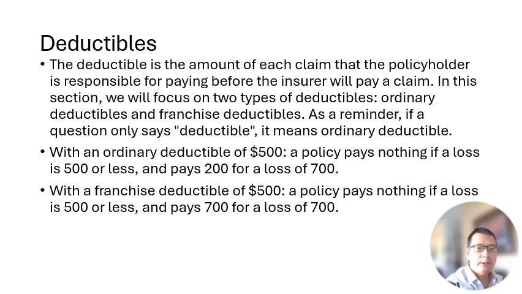With a franchise deductible of 500, a policy pays nothing if a loss is 500 or less, which is the same as the ordinary deductible, but it will pay 700 for a loss of 700. So here the 500 is just a threshold. Once you are above 500, then you pay the whole amount, 700, instead of 200 like in the ordinary deductible.